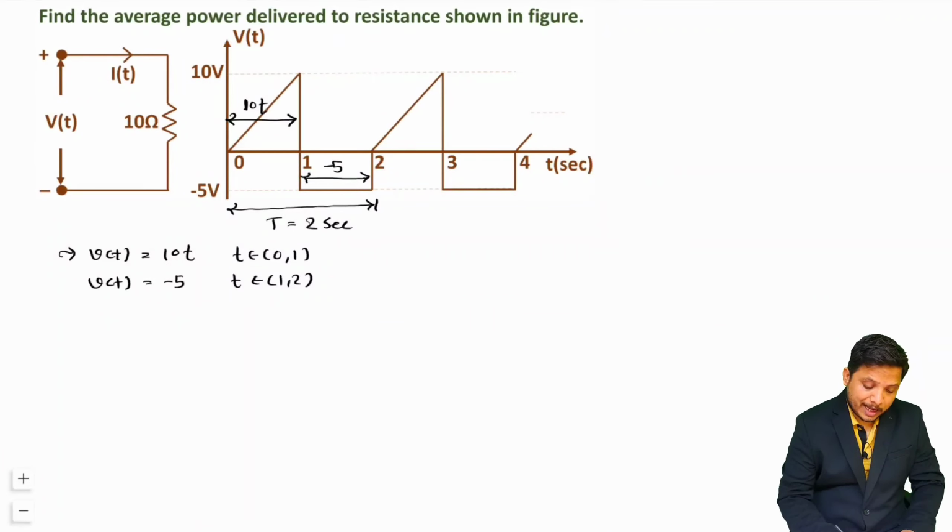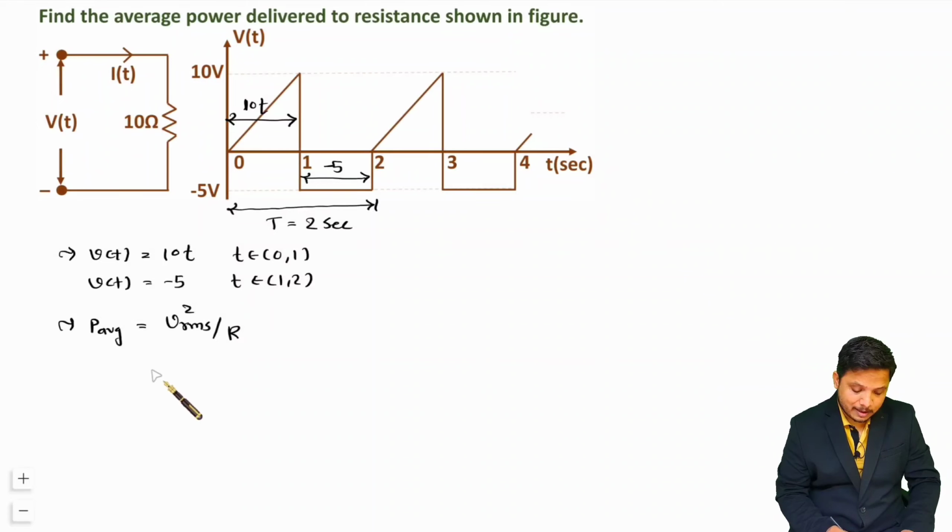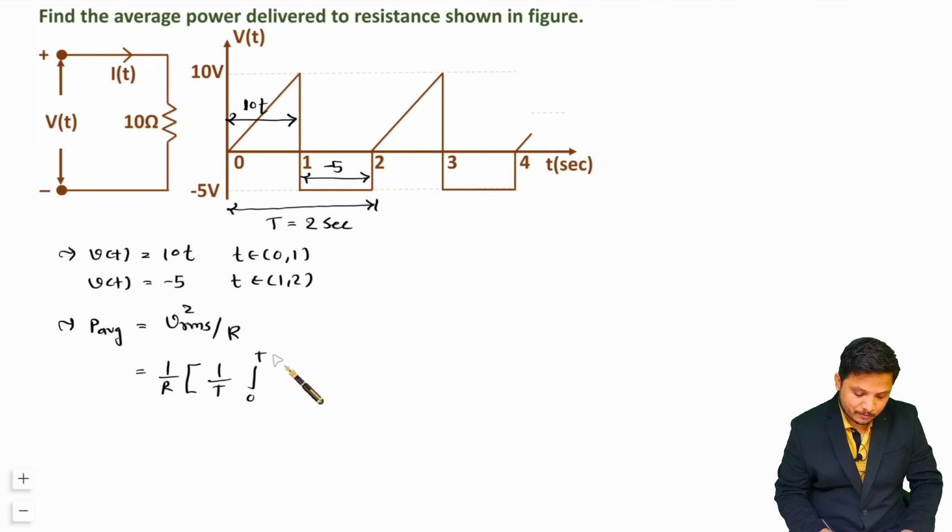Now to calculate average power, all we need to do is find it based on voltage, so it will be VRMS square divided by R, and you see the value of R is 10, and VRMS square will be 1 by T integration 0 to T v square t dt. Right. Now substitute the values. So 1 by R is 1 by 10, the time period is 2 seconds, you see.